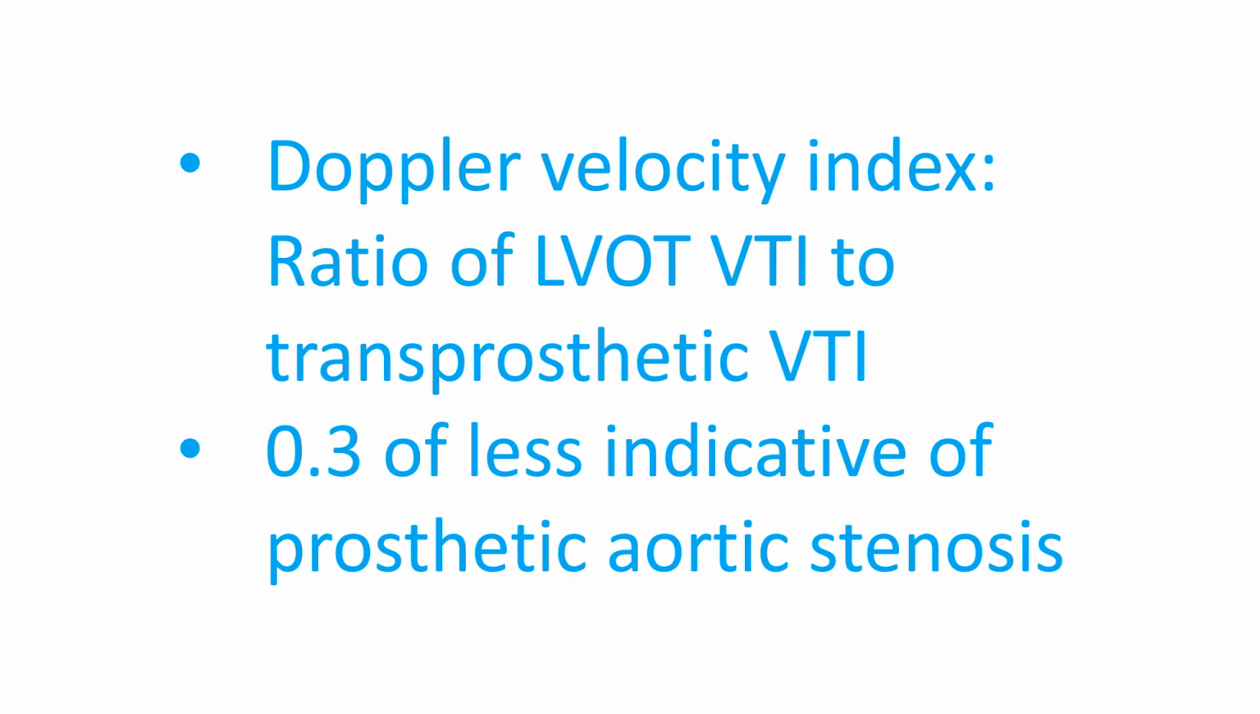VTI across the valve is measured using continuous wave Doppler as it is a high velocity jet. VTI across the LVOT is measured using pulsed Doppler. Effective orifice area of prosthetic aortic valve less than 0.6 square centimeter per square meter body surface area would indicate a patient-prosthesis mismatch in the presence of normal prosthetic valve function as indicated by other parameters.